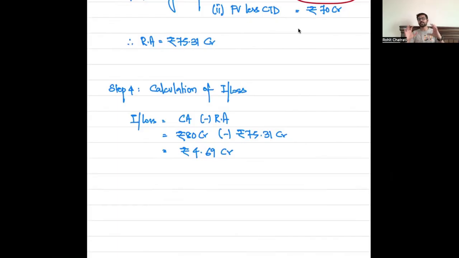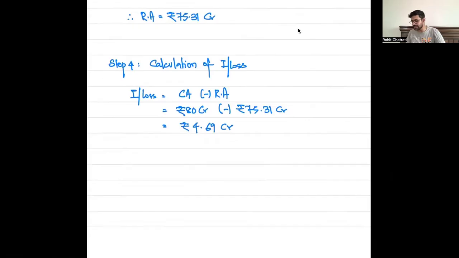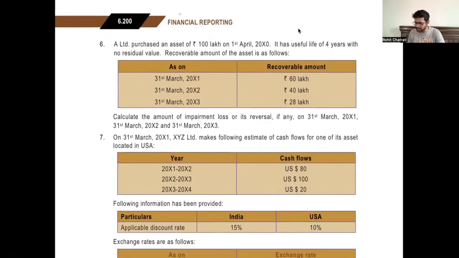So when I present the balance sheet finally, the asset will be reflected at 75.31 crores. Even if you credit accumulated impairment, just like how accumulated depreciation is shown as a reduction from the value of asset on the balance sheet, accumulated impairment will also be shown as a reduction from the carrying amount on the balance sheet. So cost less accumulated depreciation less accumulated impairment will be reflected as a net amount on the balance sheet. Let's quickly see whether the answer that we've calculated is correct.